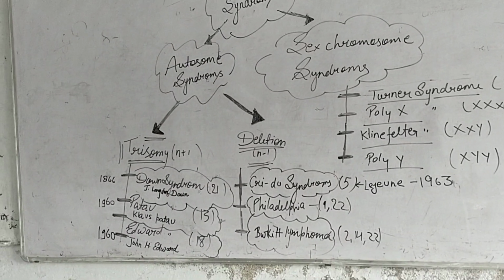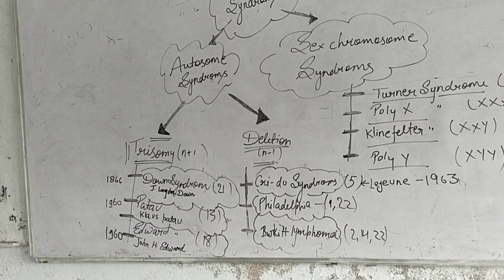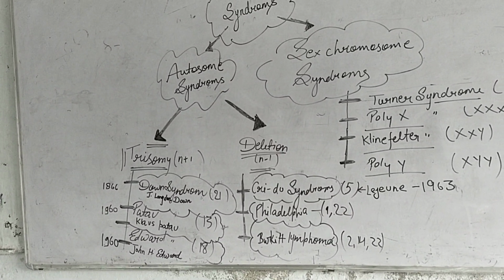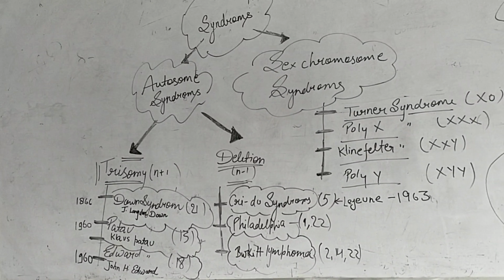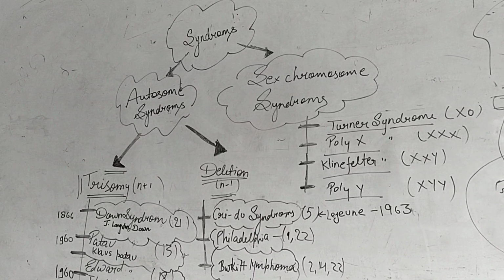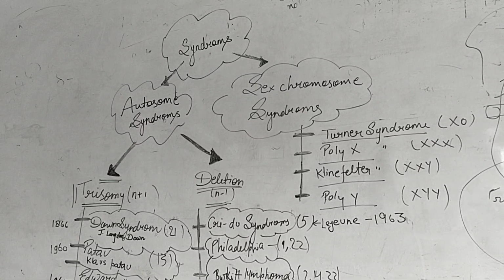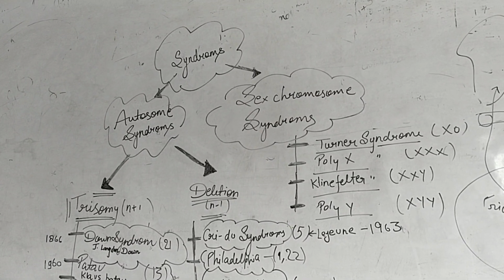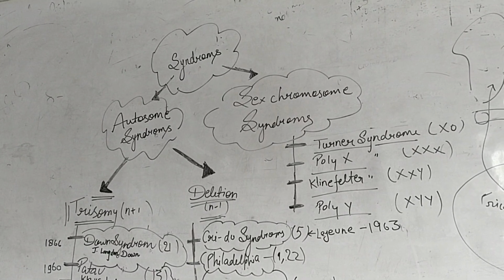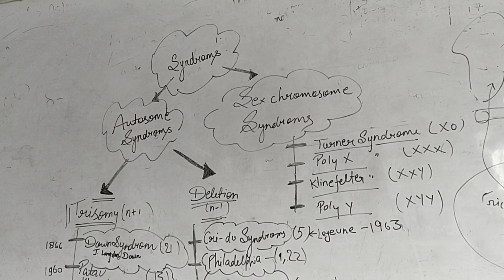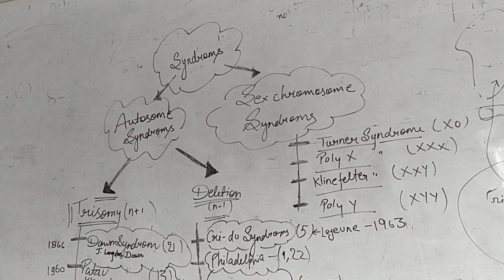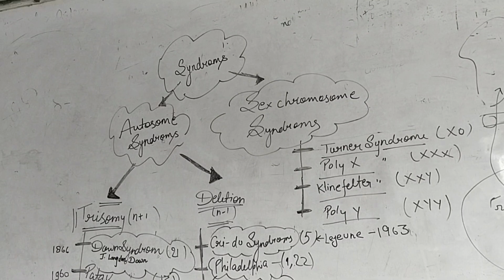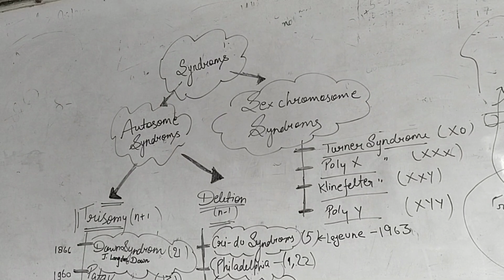Now we move on to deletion. We know what deletion means: disomy is converted into monosomy. The first syndrome is Cri-du-chat syndrome, when a mutation is seen in chromosome 5, and after the mutation the chromosome 5 size is smaller than normal, so it is known as Cri-du-chat syndrome. It was discovered in 1963 by Lejeune.